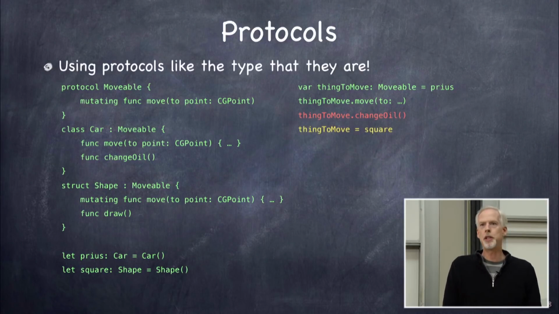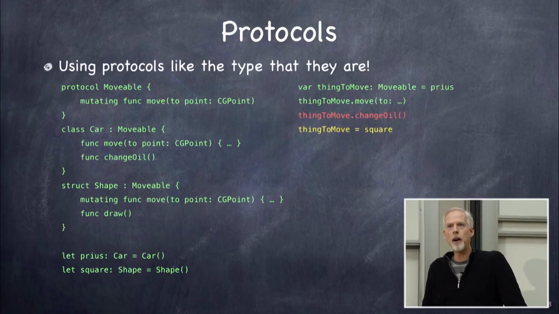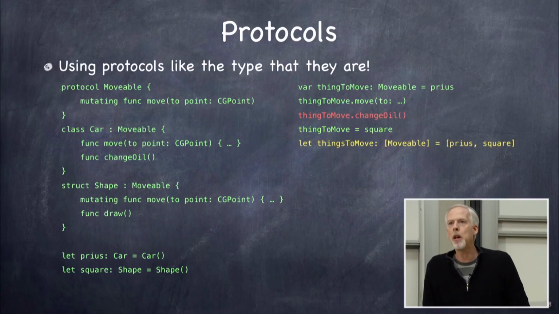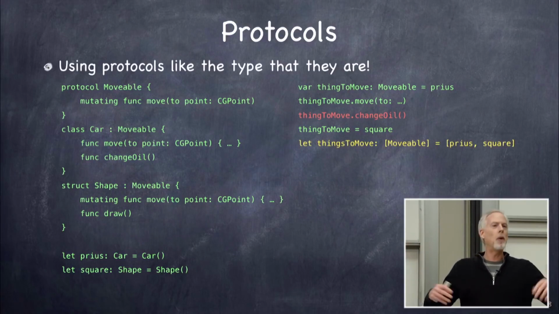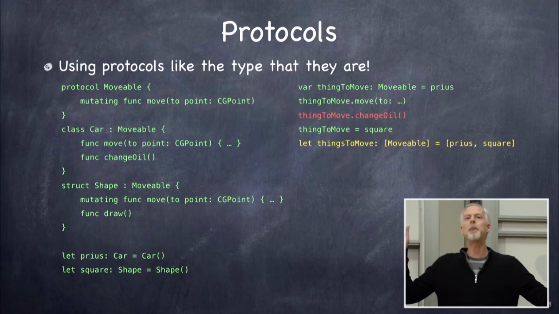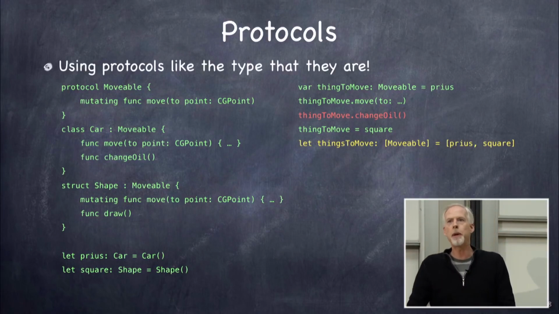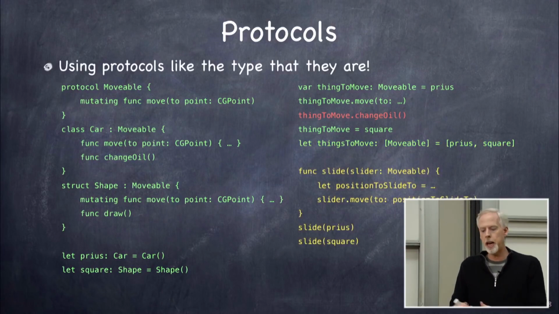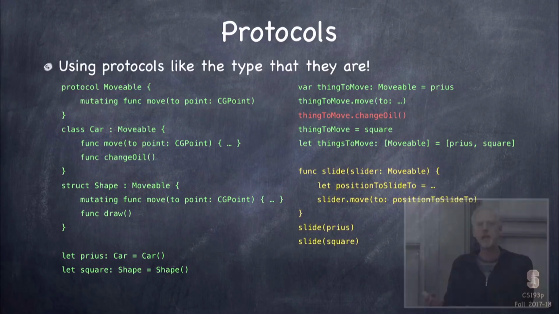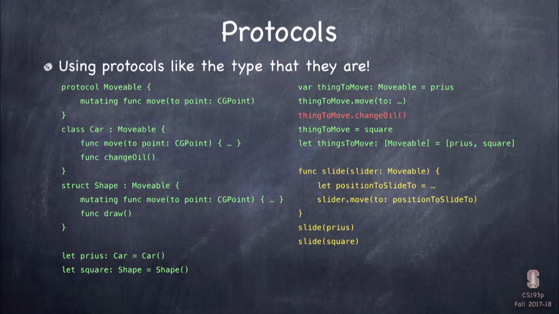But what are some of the things you can do? Well, I can say thingToMove equals square, because a square is a Shape, and a Shape implements Movable. I could even have an array of Movable and put a Prius and a square inside of it. Even though Prius and square are completely different, one's a struct, one's a class, one's a car, one's a shape, they're completely and utterly different, they can be in the same array because they're both Movable. You see that? And of course, I can have functions that take Movables as an argument. Here's slide, which takes a slider, which is of type Movable. And inside, I can say slider.moveTo(positionToSlideTo). And then I could call slide the Prius, slide the square. Perfectly legal because those are Movables.